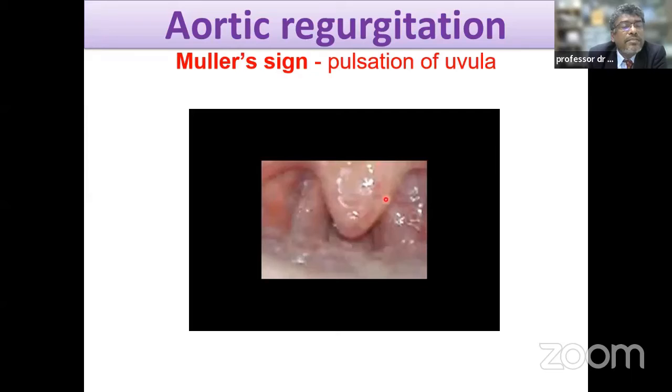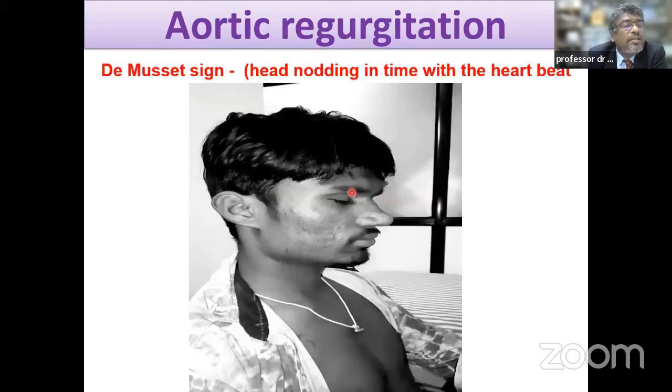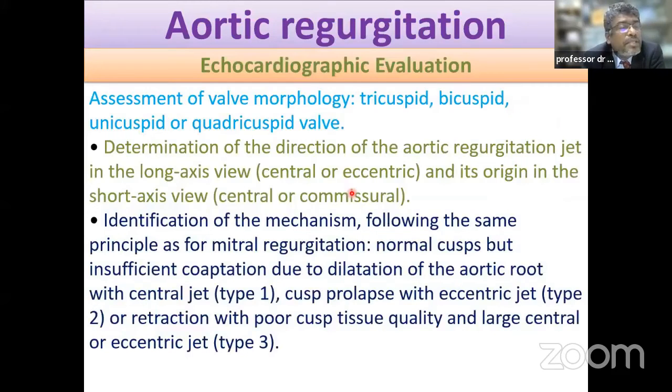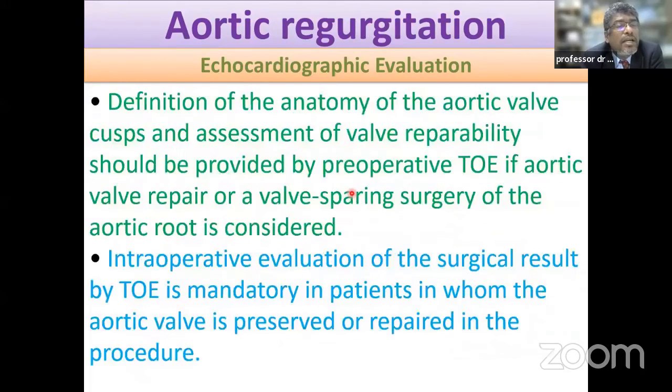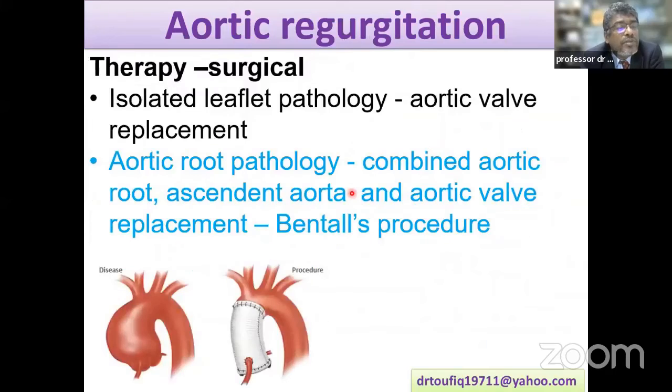This is the pulsation of the uvula. These are de Musset's signs, head nodding with each heartbeat. And by echocardiography, you can confirm the diagnosis of aortic regurgitation. Echocardiographic evaluation is very important here.